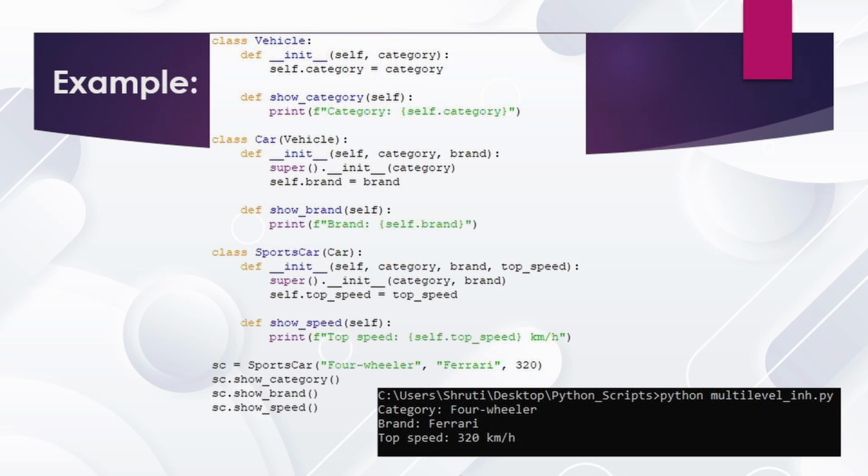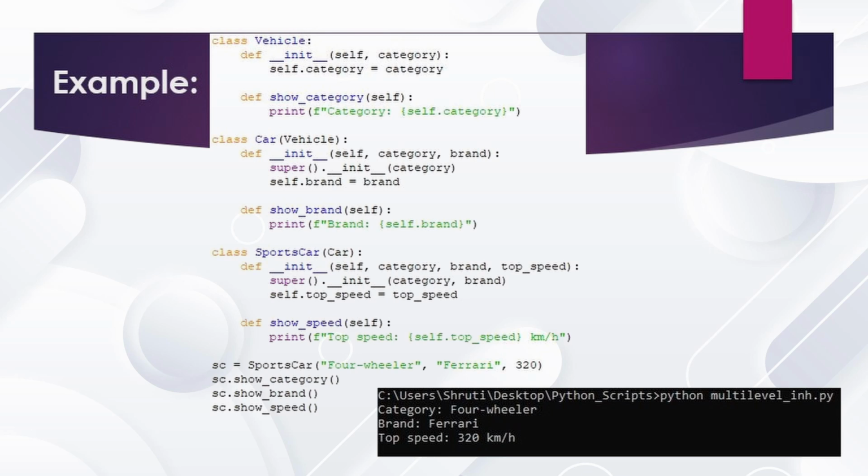The sports car class inherits from the car class, which means it also indirectly inherits from vehicle, forming a multilevel inheritance chain. The sports car constructor calls super().__init__ with category and brand as parameters to initialize attributes from both the vehicle and car classes. It adds a new attribute topSpeed and defines a method showSpeed to display the speed. An object SC of the sports car class is created with the values 4-wheeler, Ferrari and 320 as category, brand and topSpeed.